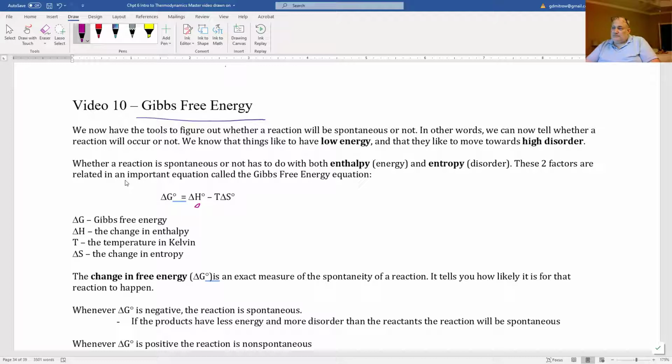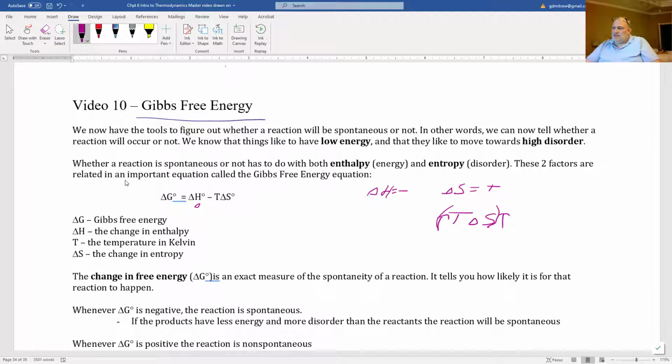Now, it should be noted here that we really like our change in enthalpy to be negative, don't we? And we really like our change in entropy to be positive, right? If you take a look here, isn't the T attached to this change in S? So whatever happens to the T is also going to impact the S, because they're tied together in this expression.